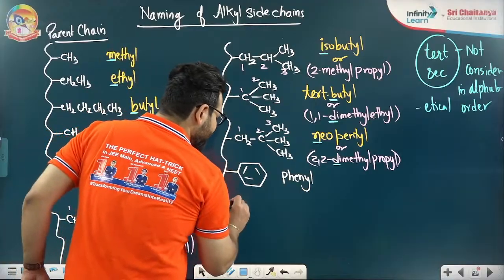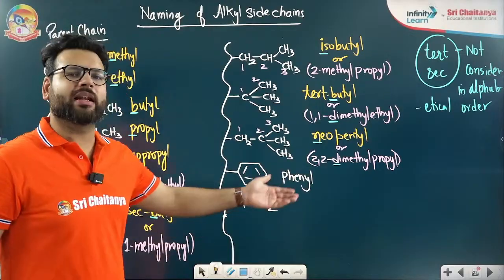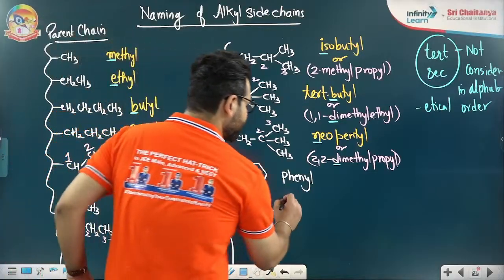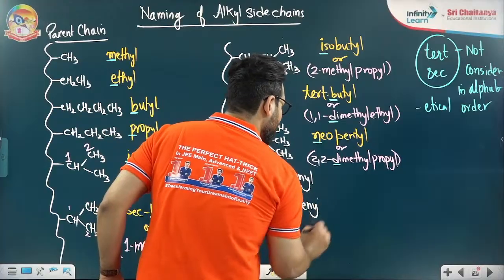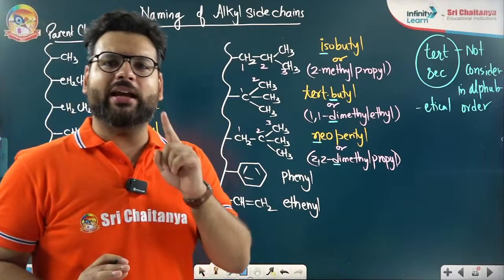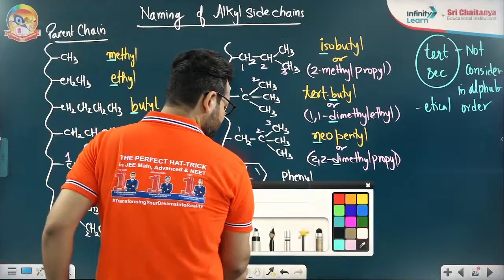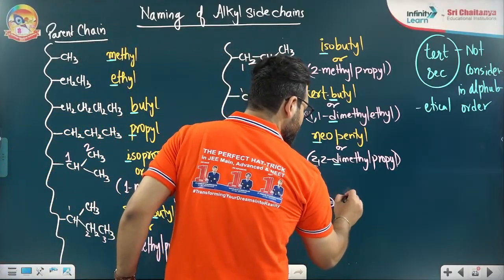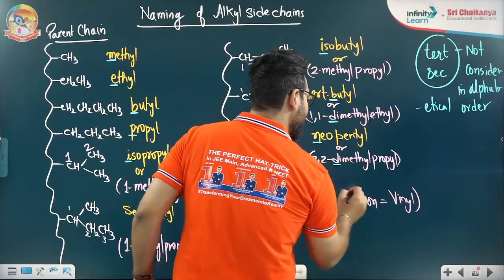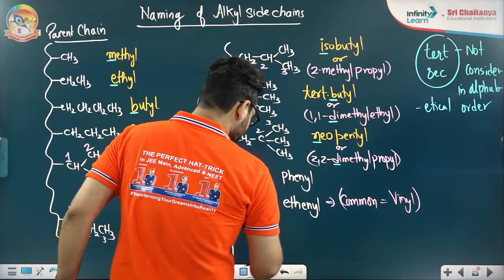Then, if I have an ethene group attached, it is nothing but ethenyl. You can also call it vinyl, but vinyl is a common name. It's never used in IUPAC naming. Vinyl can never be used as an IUPAC name. Its common name is vinyl, not IUPAC. Okay, then what else should we remember?